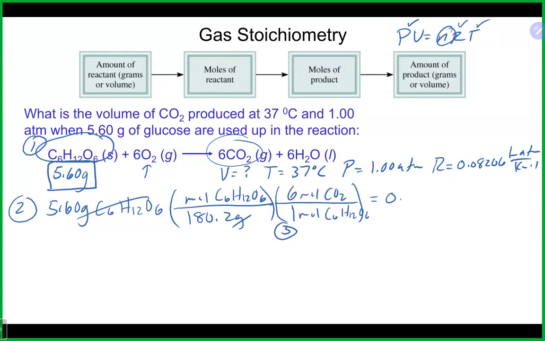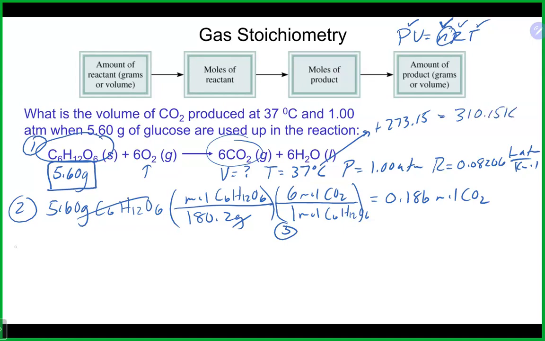And we're going to end up with 0.186 moles of CO2. Once again, I needed that to figure out what's going on here with my CO2 and the ideal gas law. I now have everything I need except for our normal, which is my temperature needs to be converted to Kelvin. So we're going to convert that to Kelvin because we are going to use the ideal gas law here. So we're going to go 37 plus 273.15. Going to go 310.15 Kelvin.